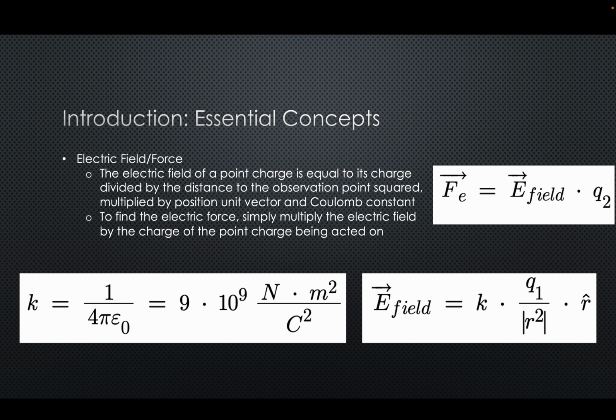We also use the electric field and force equations. The electric field equation is Coulomb's constant times the charge that's creating the electric field, divided by the square of the distance between the observation point and that point charge that's creating it. And to find the electric force, simply multiply that value by the charge of whatever object the field is acting on.